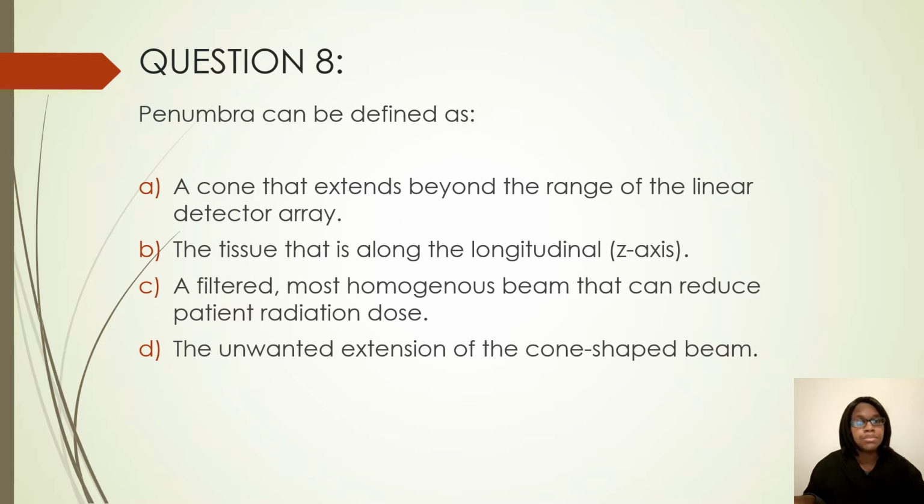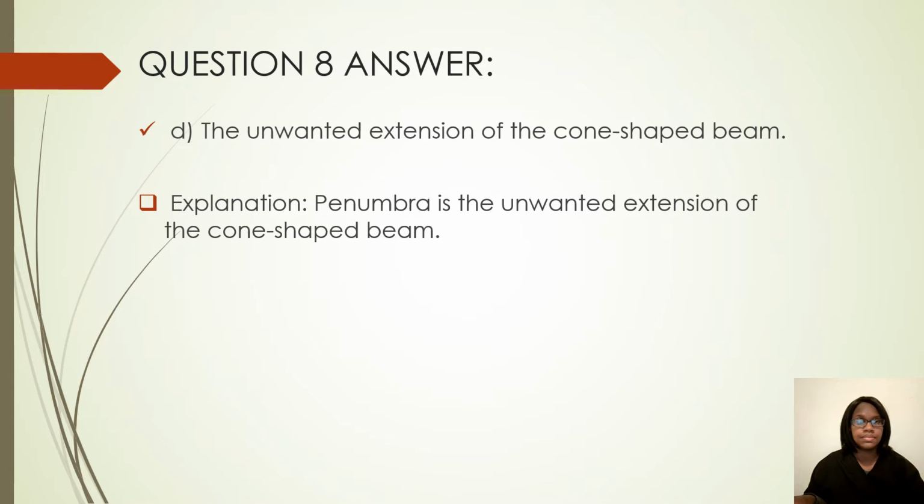You have your penumbra, and it can be defined as what? What is the definition for a penumbra? The unwanted extension of the cone-shaped beam. So penumbra is the unwanted extension of the cone-shaped beam.